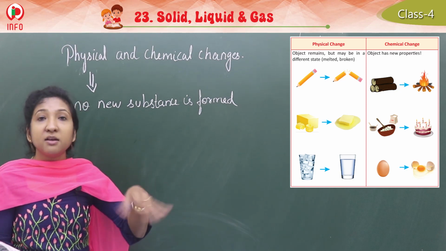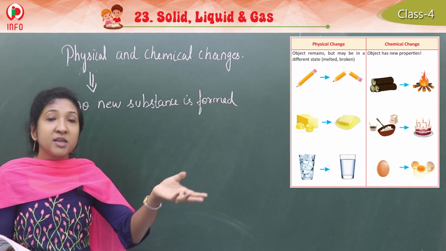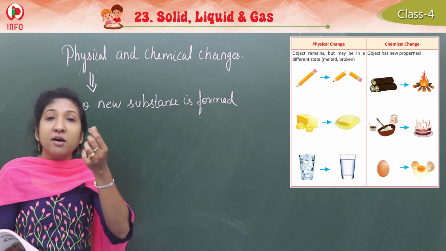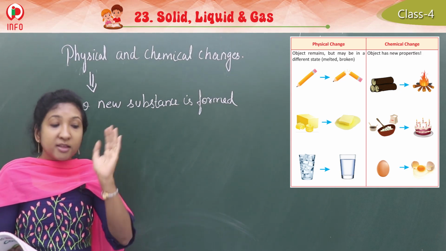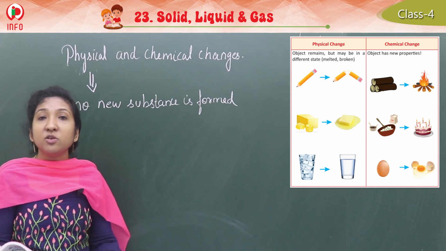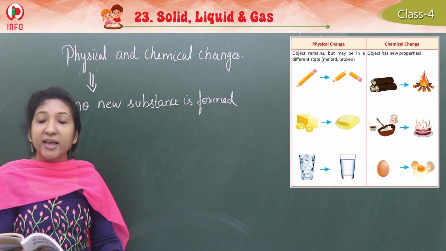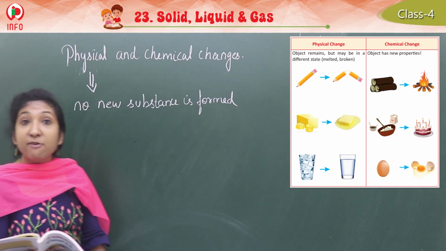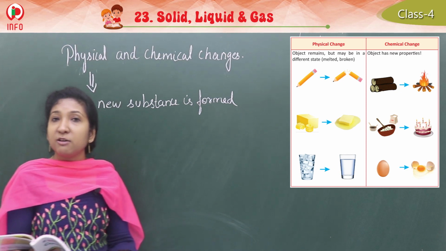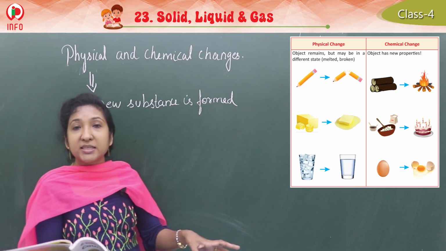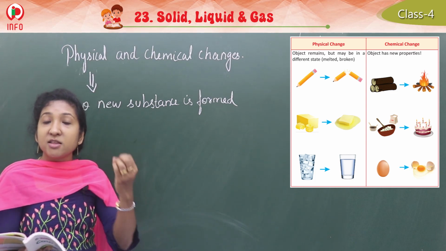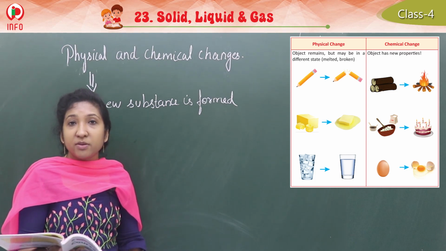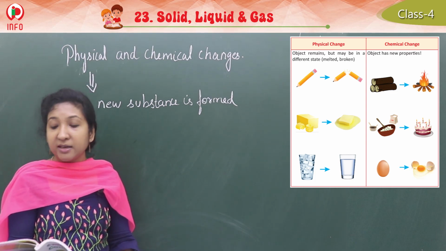Once wood is burned, it converted into small ashes and smoke. That smoke we cannot convert back, it never goes back to wood again. So new substances are formed here, isn't it? When we burn the wood or when we light a matchstick, what happens? Ash and smoke we can see. New substance is formed here.